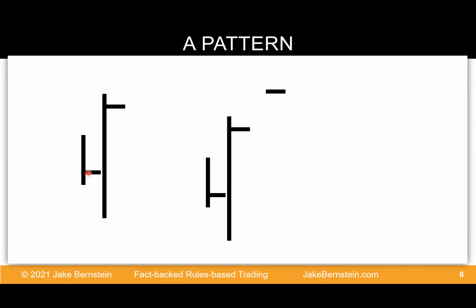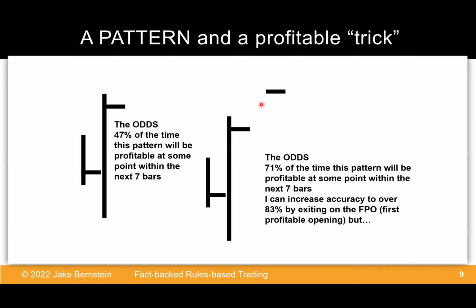Does it work? Does it predict anything? When we put it on the computer, we find out the accuracy is maybe 50-50. If we take the same pattern and we add one rule to it, the close on bar number 3 must be higher than the high of bar number 2, we have a strategy that can be back tested. And here are the results. With this one, 47% of the time, you will have a profit within the next 7 bars.